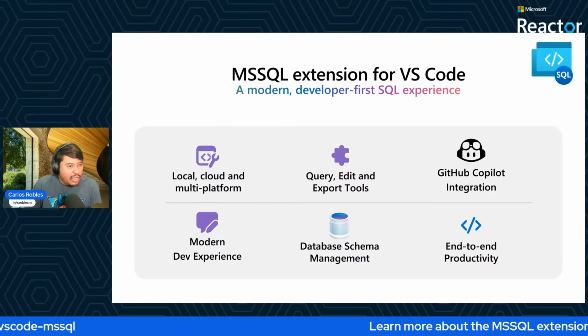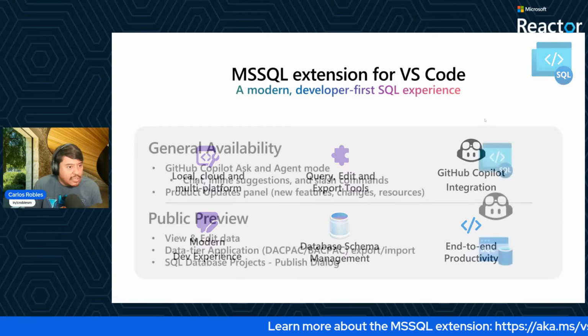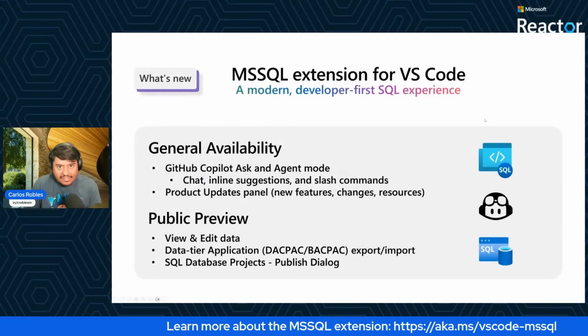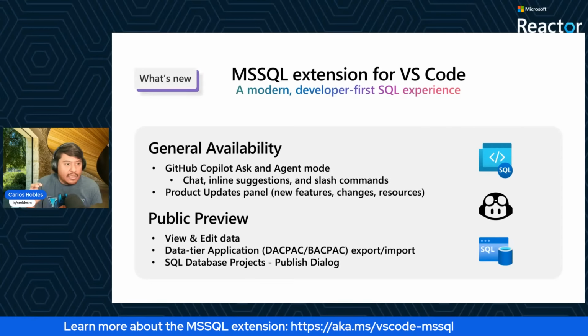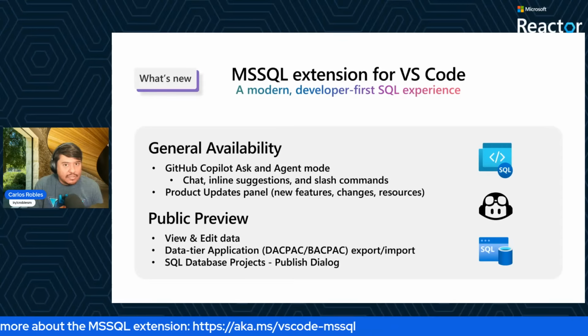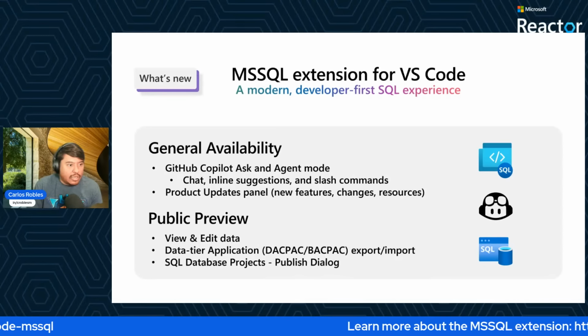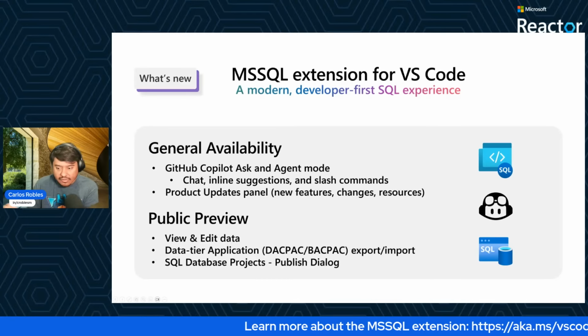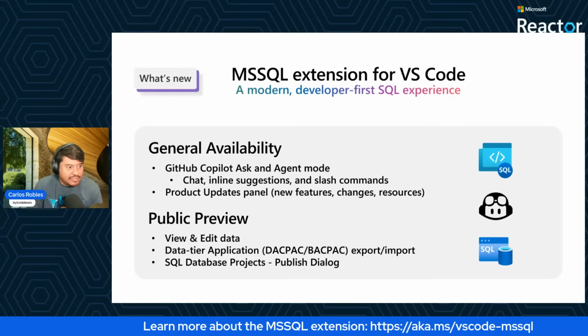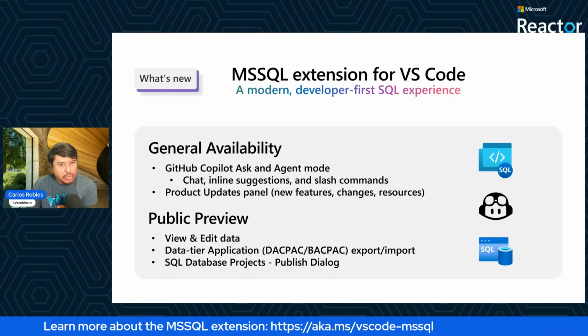And I think I have one last slide. And yes, this is just a quick note on the latest and greatest features we delivered in the previous release. So general availability of GitHub Copilot in Ask and Agent mode. You will see we're using it today. We introduced view and edit data.